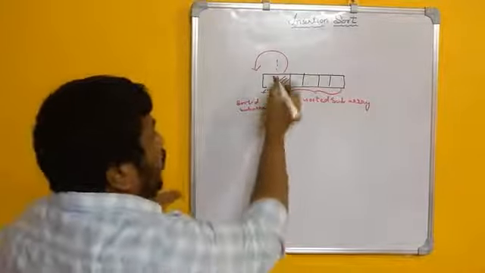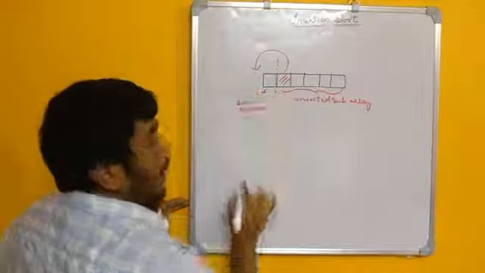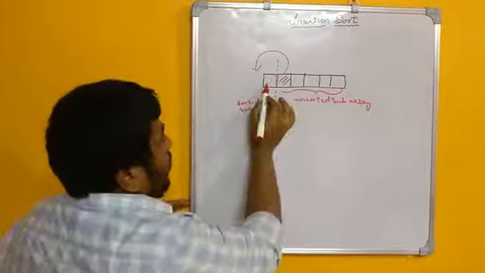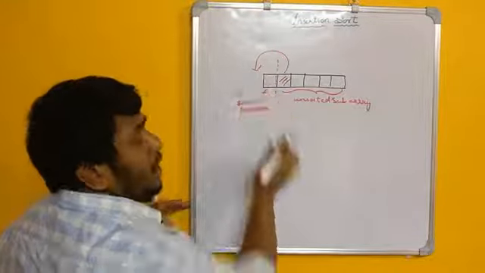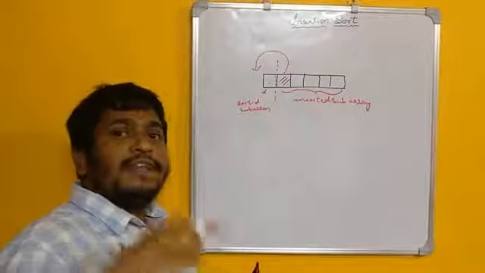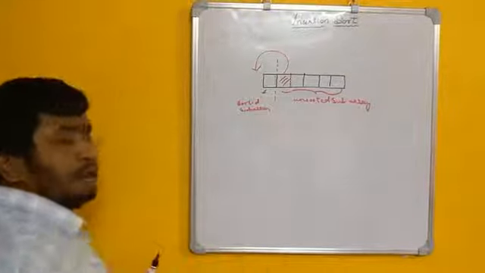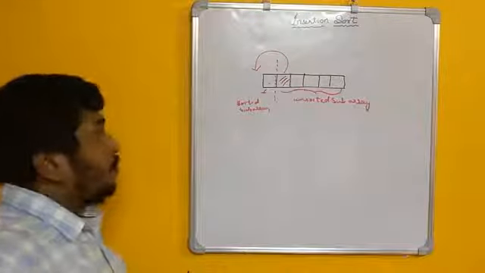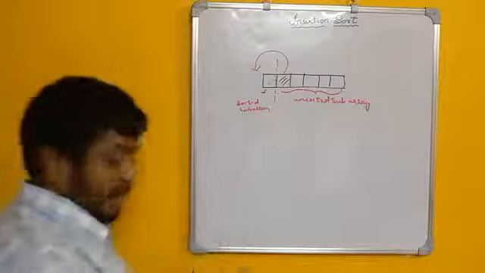In the sorted subarray, where will we insert? In its appropriate position, depending on whether it is greater than this element or this. Depending on its position, we will insert. This is the logic. How will we implement this? We will see with an example.